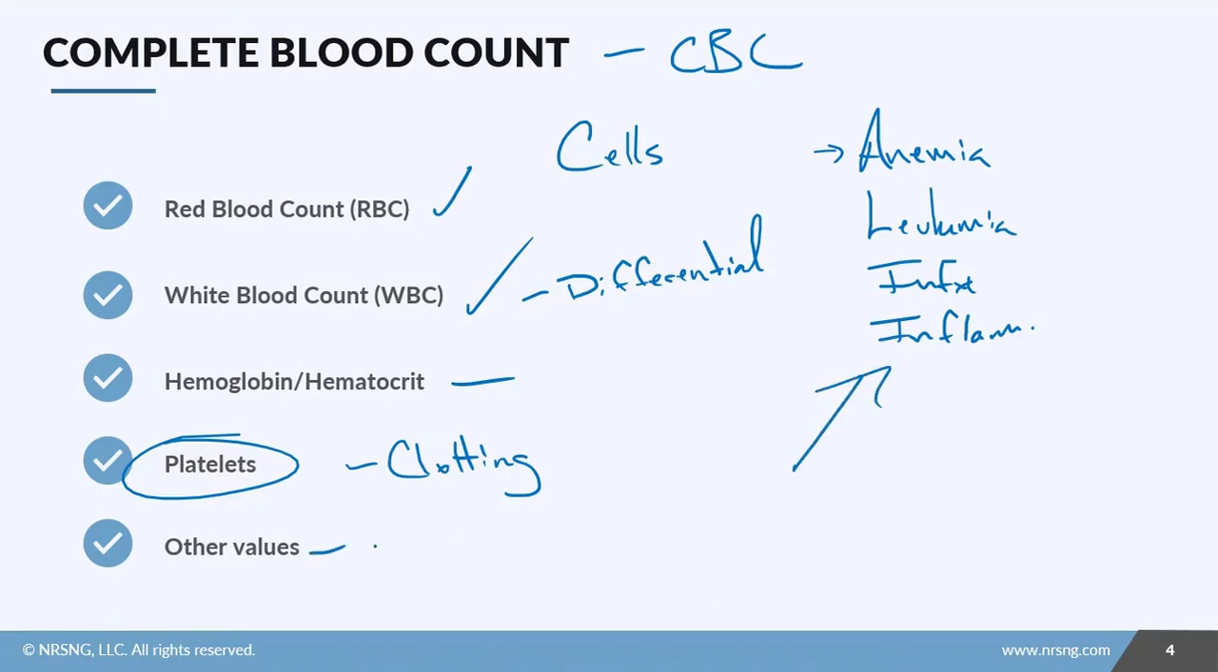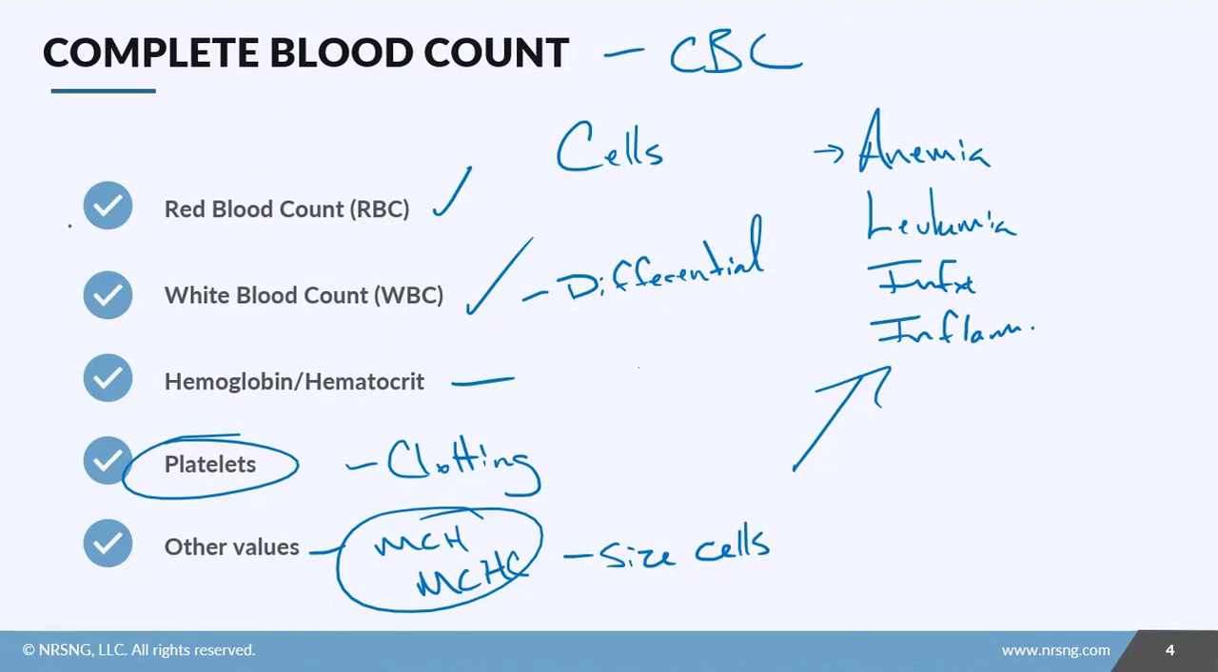It also gives you some other values like MCH, which is mean corpuscular hemoglobin, and then you have your MCHC, which is your mean corpuscular hemoglobin concentration. Basically, these are just fancy things to check the size of cells. But these are going to be your big ones that you're looking at when you're looking at your CBC.